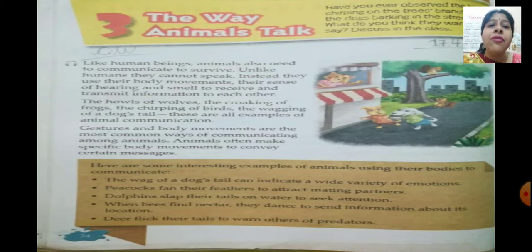The wag of a dog's tail can indicate a wide variety of emotions. You have seen this, it is very common. When you walk by the road, you can see the dogs come wagging their tails and they come to smell you and they want to lick you. So we try to drive them away. So the wag of a dog's tail can indicate a variety, meaning many types, of emotions.